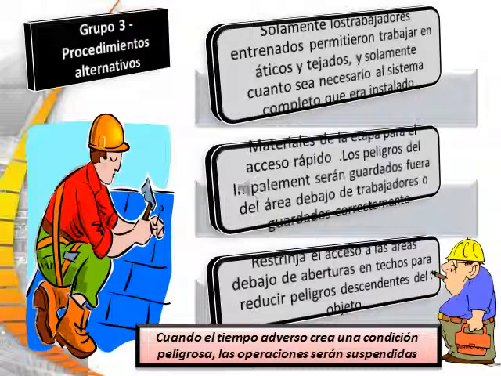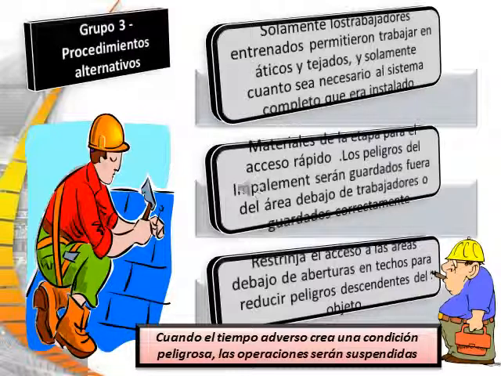Group 3 says that only trained workers are allowed to work in attics and roofs, and only as necessary to complete the system being installed. Stage materials for quick access. Impalement hazards must be kept out of the area below the workers or shall be properly guarded.